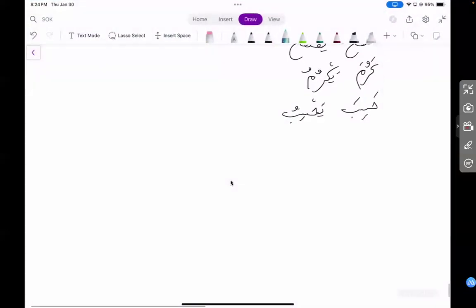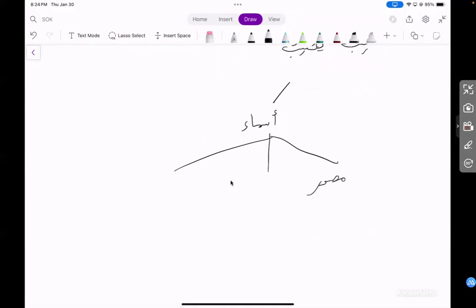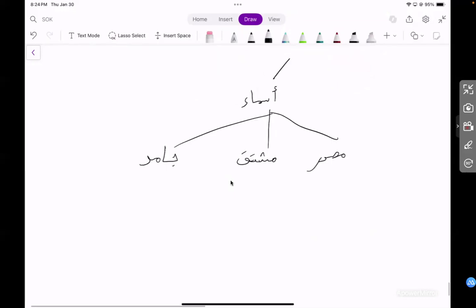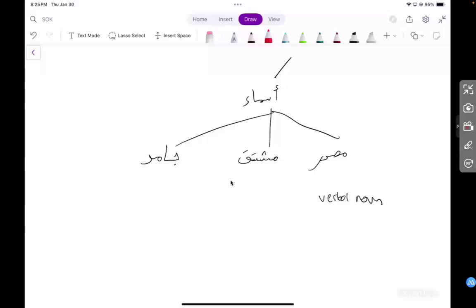Okay, so now transitioning to nouns, asma. We said that you have your three types: masdar, mushtaq, and then finally jamid, right? So masdar, you can say it's called a verbal noun. Now I hate this term because it really doesn't explain what its role is, right? You kind of understand it later on, but this does a terrible job of telling you what it means. Nobody knows what the heck a verbal noun is.